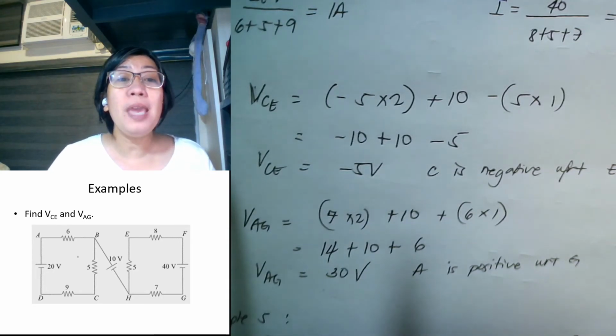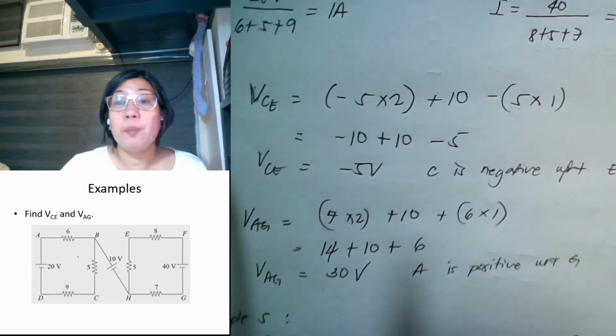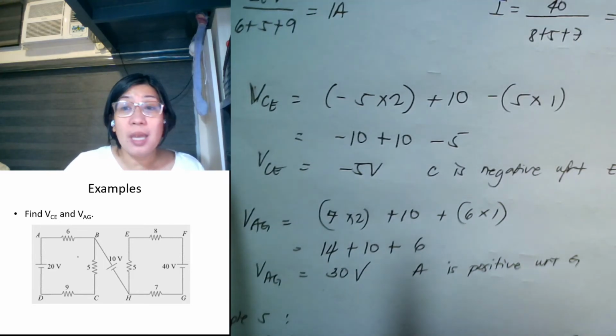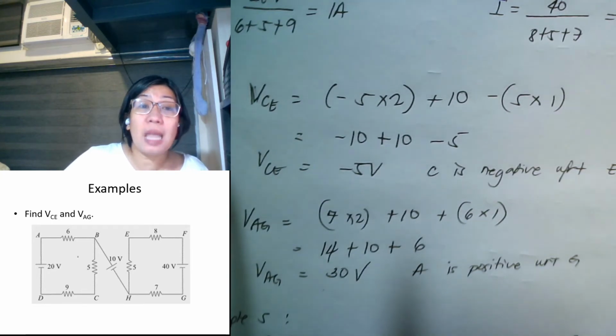So for VAG, okay, we start from G. So we have here plus and minus. So we have here plus 7 times 2 going to positive 10, okay, and then we go to A here. So this is plus and minus. So we have here again plus 6 times 1. So therefore, you have 14 plus 10 plus 6, that is 30 volts.